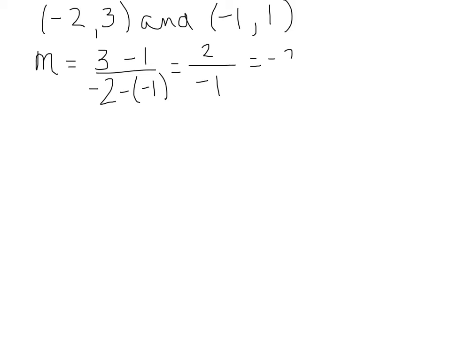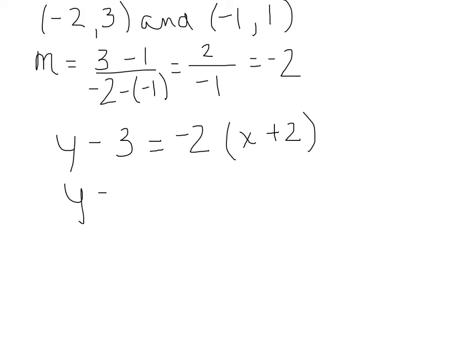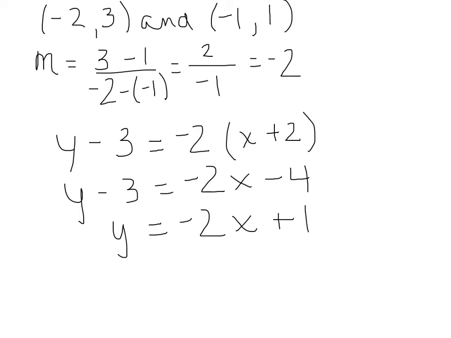And end up with m equals negative 2. So if I have m equals negative 2 and I plug it into the point-slope form, using, let's use (3, negative 2) as my point. So I have negative 2 here, and then x minus negative 2, which would be x plus 2. So y minus 3 equals negative 2x minus 4. Y equals negative 2x plus 1.